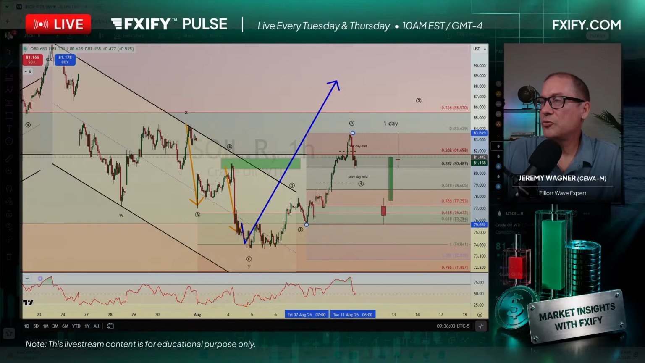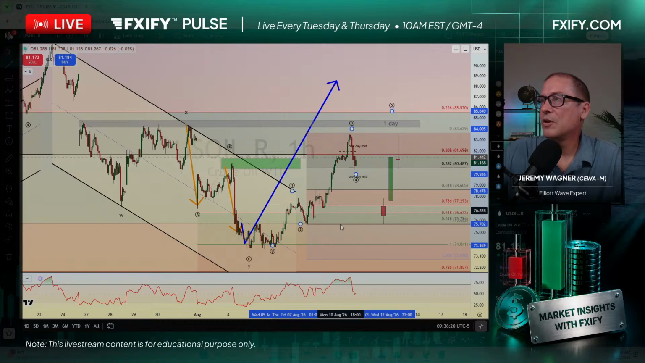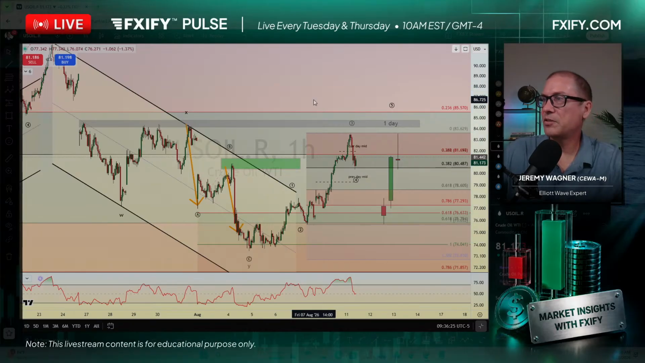Now it is running into some larger resistance back here. So if we take a look at this zone, this is going to be an area that prices may struggle with. So if this is a wave 4 low, what may happen, let me get this blue arrow off of there. That was from last Tuesday.